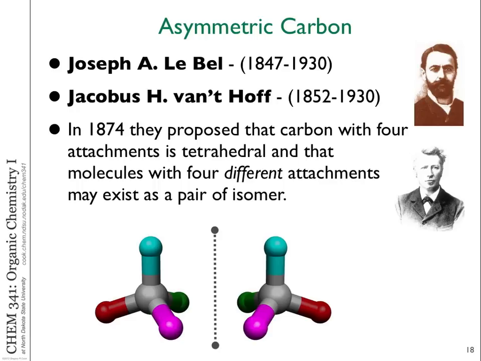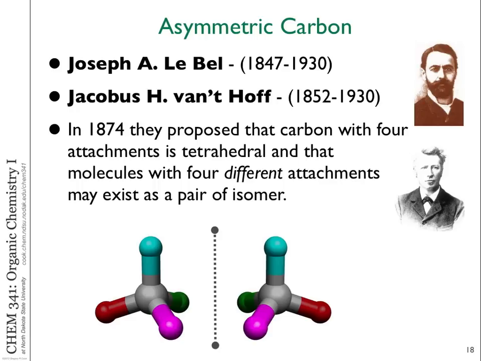There was a man named Jacob van 't Hoff, who was a young scientist who was very interested in this idea of stereoisomers. He was trying to envision what the structure of carbon was with groups on it. And so he actually made this observation. Joseph Le Bel was another chemist that was working with him, and he had other collaborators as well, a man named Herman.